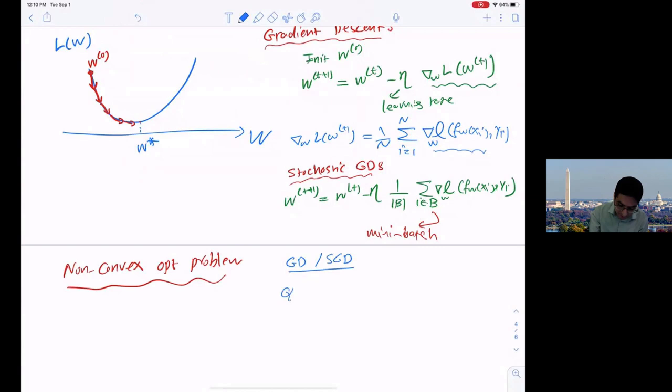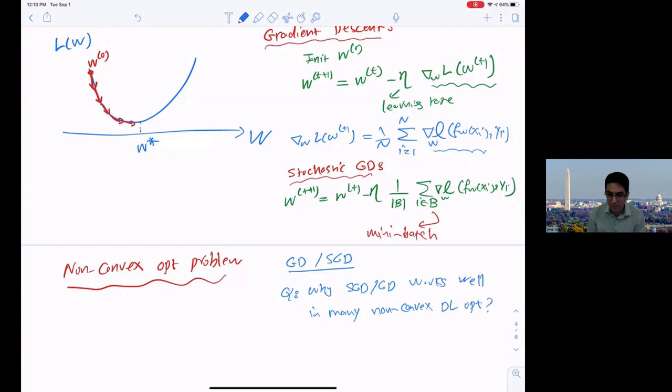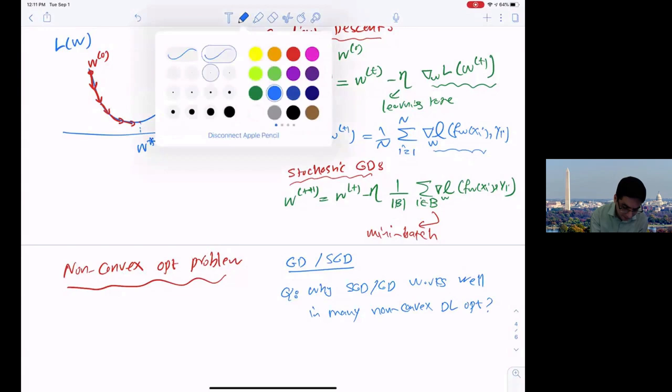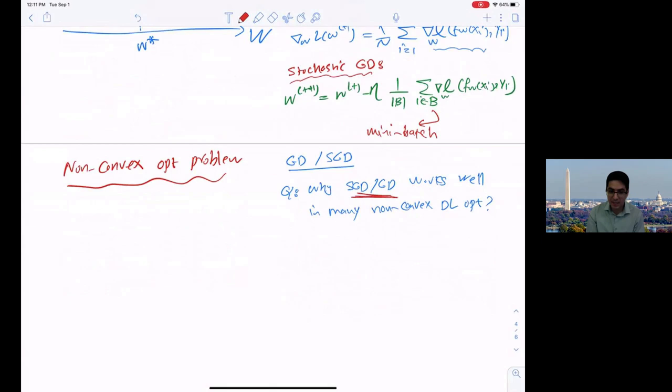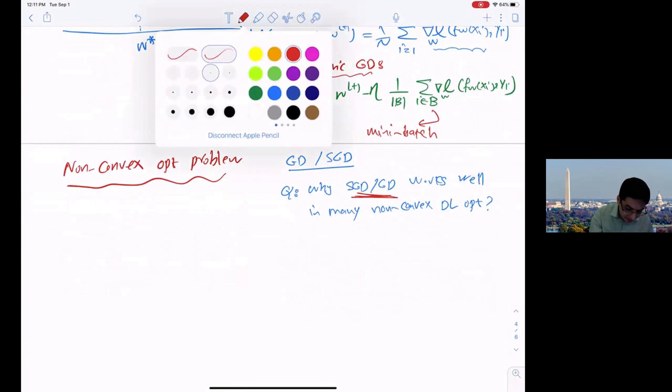One of the mysteries that we have been thinking about is why SGD or gradient descent works well in many non-convex deep learning optimization problems. Not in all of them, but in many optimization problems, they work pretty well. So why is that the case? That's going to be the topic for our next lecture, to see what is special about these deep learning architectures that even though we have a non-convex optimization, these local search methods work pretty well.